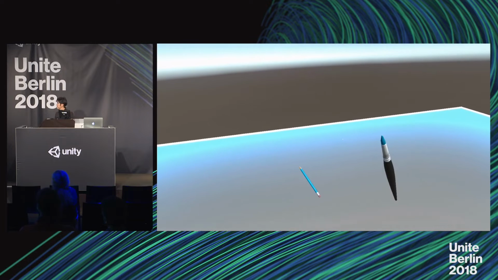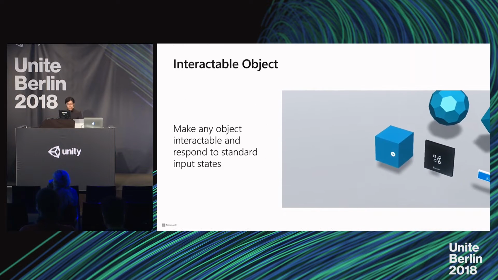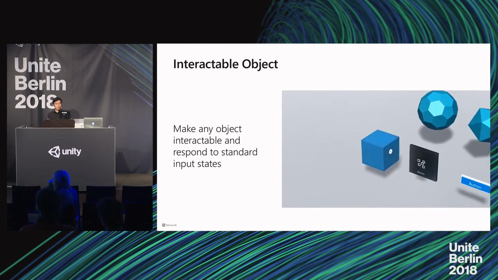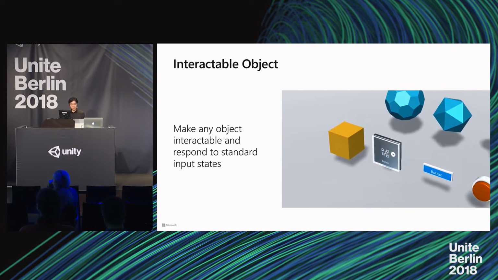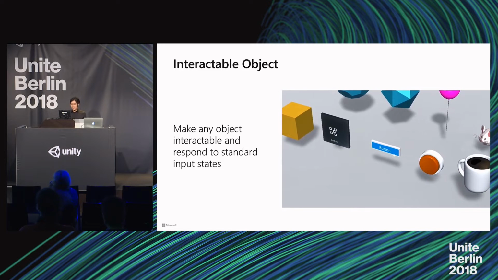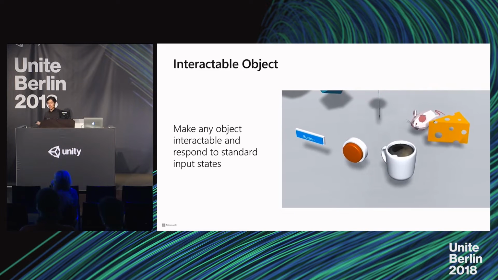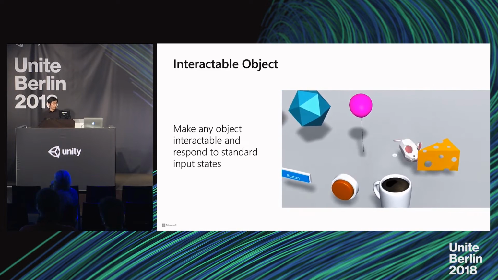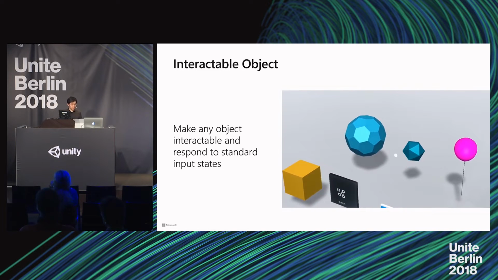So super easy. That is how you quickly and easily set up the input camera and the cursor using the MRTK's menu. Next, the interactive object receiver. Interactive object examples show you how to make an object interactable and make it respond to the standard interaction states. In mixed reality, a button could be anything that triggers actions. It could be a coffee cup or a balloon. It doesn't have to be a 2D rectangular shape button like we had in the 2D world.